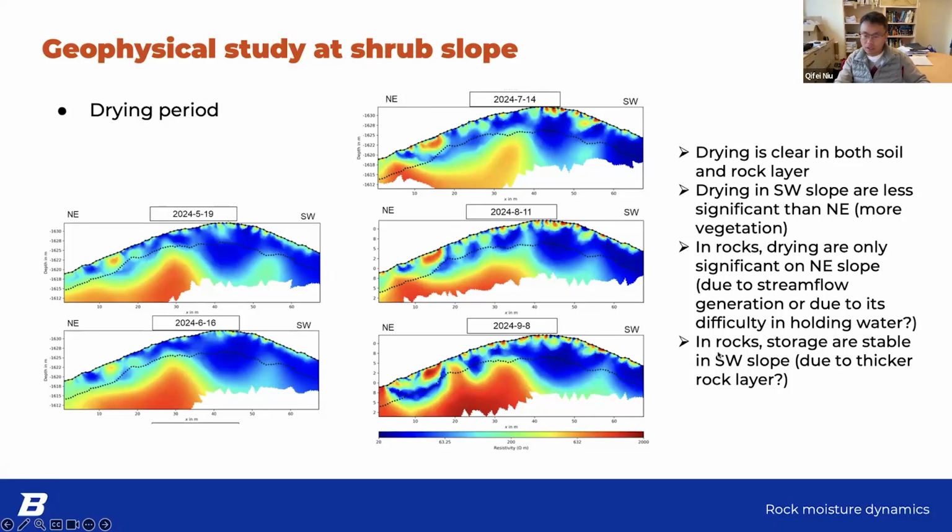So the last problem is that rock storage is stable in the southwest slope. That's this region. And again, I'm trying to use the fact that on the southwest slope, you have a thicker rock layer so that you can host more water. That's why you can keep the slope very wet during the season.